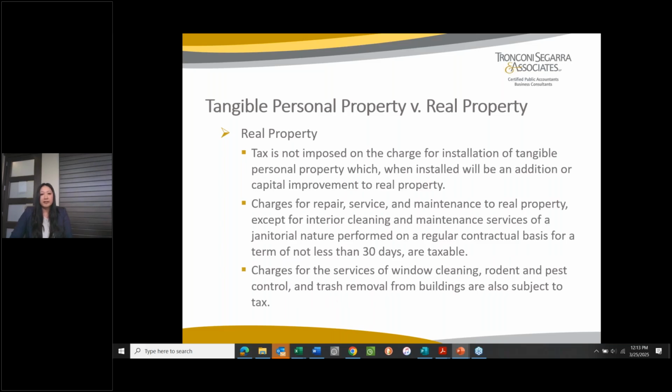So in New York State, tax is not imposed on the charge for installing TPP, which becomes a permanent part of the real property. But charges for repairing or maintenance of real property are taxable. So some examples would be cleaning, pest control, landscaping, that type of thing.